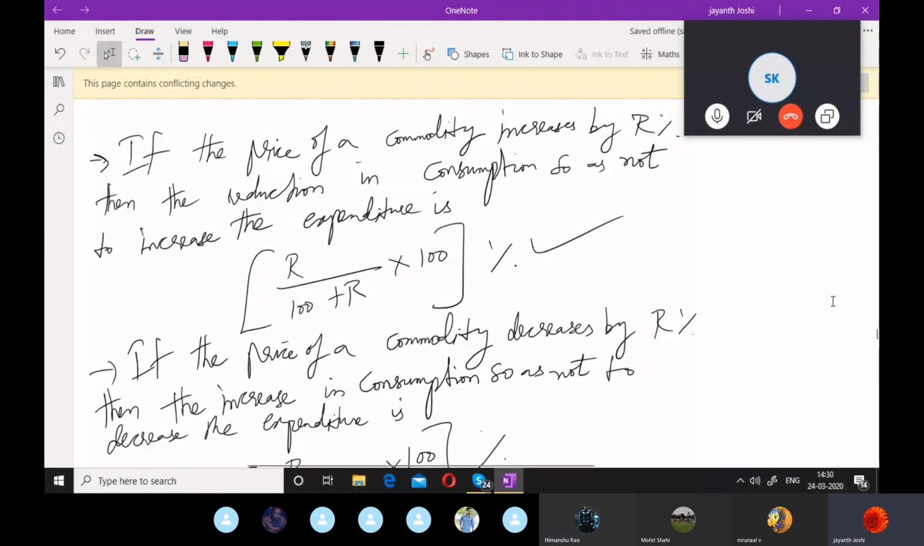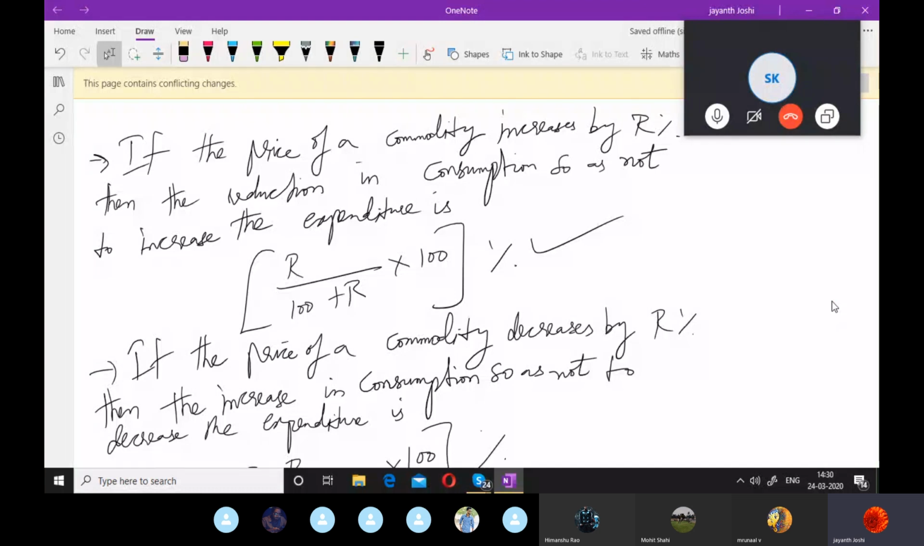So if the price of a commodity increases by R%, it is natural that when the price of some commodity increases, you will reduce your consumption. If something is of 10 rupees, you will purchase more. If something is of 100 rupees, you will reduce your consumption. So the formula I am discussing here is, if the price of a commodity increases by some R%, then the reduction in consumption, so that you do not increase your expenditure, is by this percent.